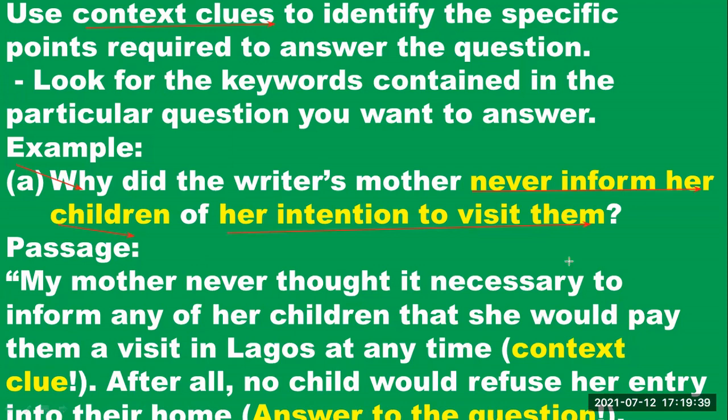What enables us to identify the context clue is the key words or the key expression that we pick from the question. The question gives us the keywords, and the keywords enable us to locate the context clues, and the context clues will take us to the real answer. All right. So this is exactly how to scientifically identify the specific piece of information required to answer the comprehension question.